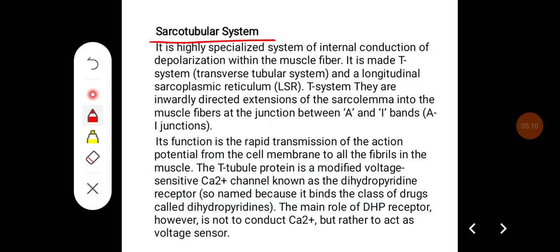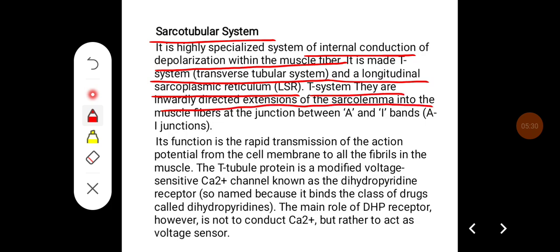Coming to the sarcotubular system, it is a highly specialized system for the internal conduction of depolarization within the muscle fiber. It is made up of the T system, that is the transverse tubular system, and a longitudinal sarcoplasmic reticulum, that is LSR. The T system consists of inwardly directed extensions of the sarcolemma into the muscle fibers at the junction between the A and I bands.